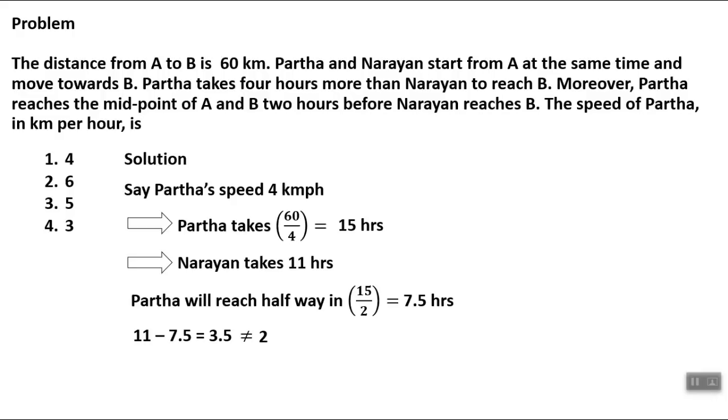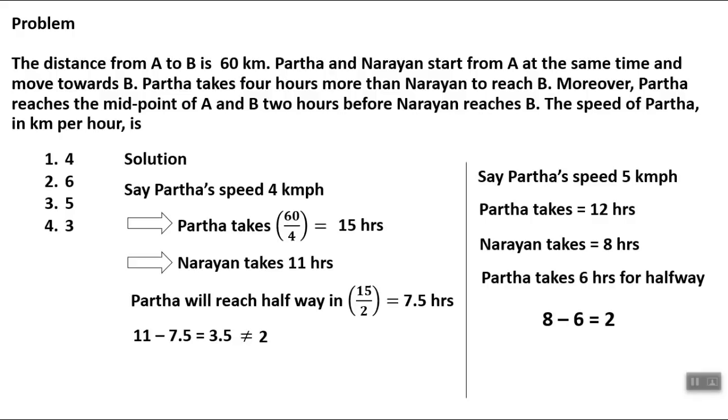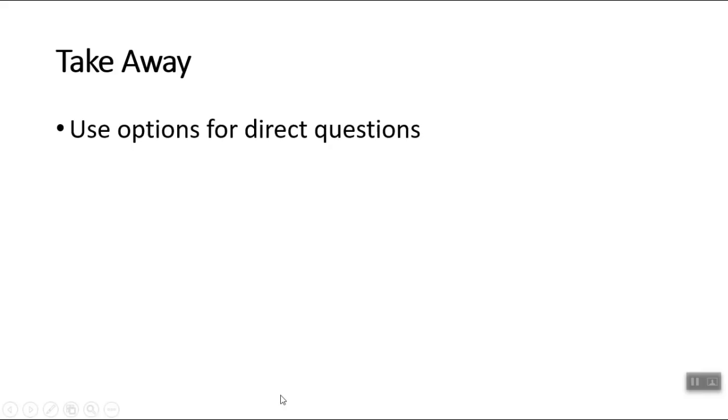So instead of going to 6, let us talk about 5. If Partha's speed is 5 kilometers per hour, he takes 12 hours, Narayan takes 8 hours, Partha takes 6 hours to reach halfway, the difference is 2, and we are done. So what's the learning? If the question is direct, use options. Please remember, we did not write any equations whatsoever. That is how you tame this big cat.